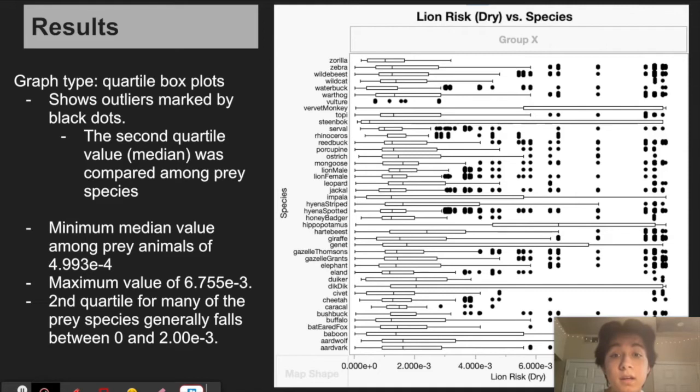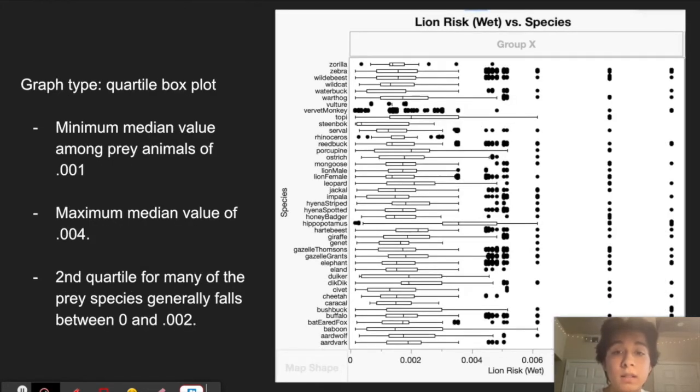To analyze the data, the median value from each box plot was compared among prey species, as the median is a more robust measure of center than mean. The graph shows a minimum median value among prey animals of 4.993 times 10 to the negative fourth lion risk, and a maximum value of 6.755 times 10 to the negative third. As can be seen on the graph, the second quartile for many of the prey species generally falls between 0 and 2 times 10 to the negative third lion risk, which is on the left side of the graph.